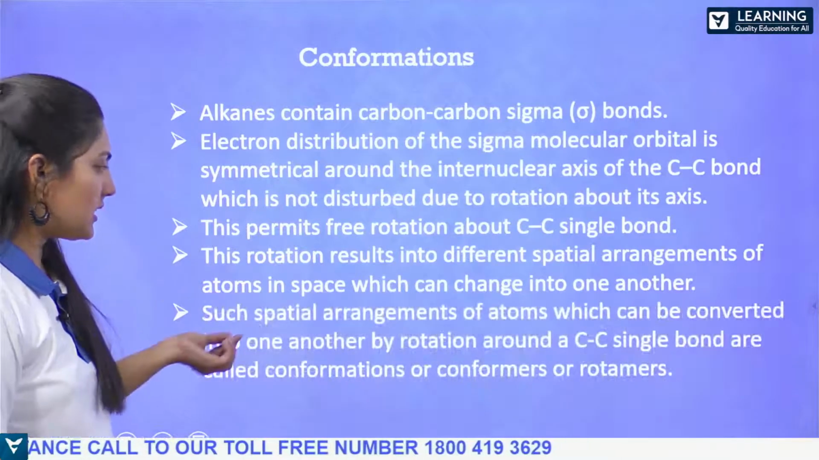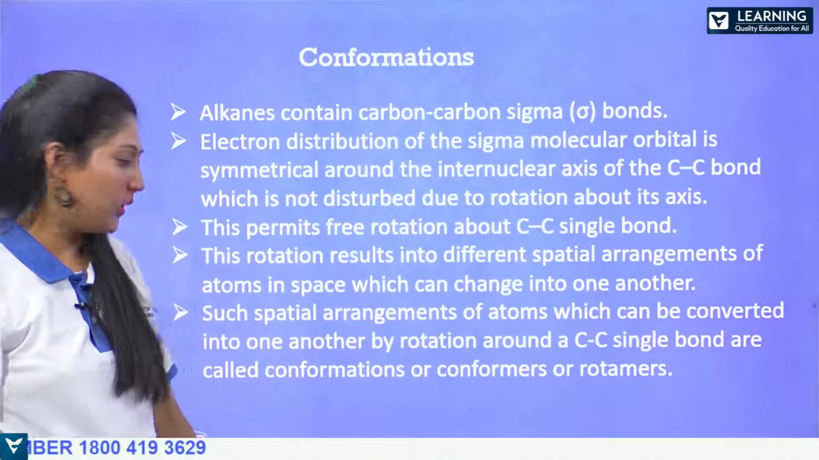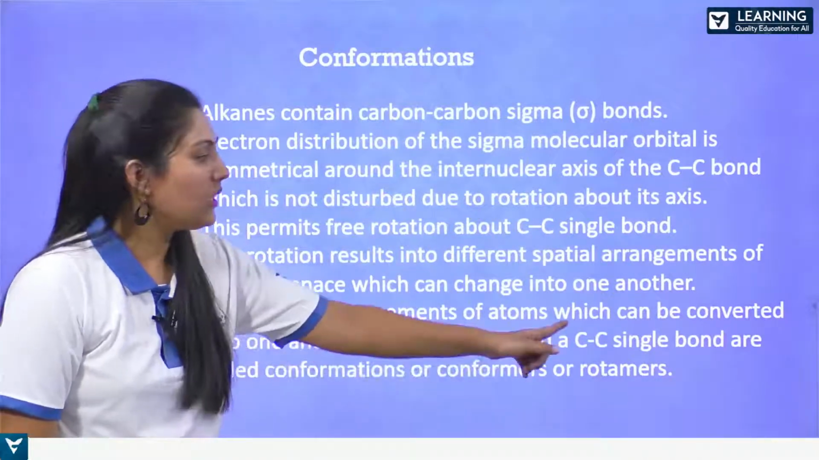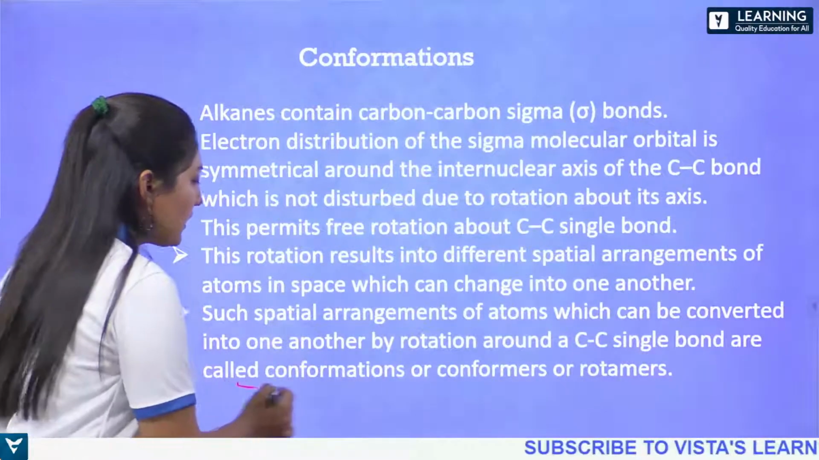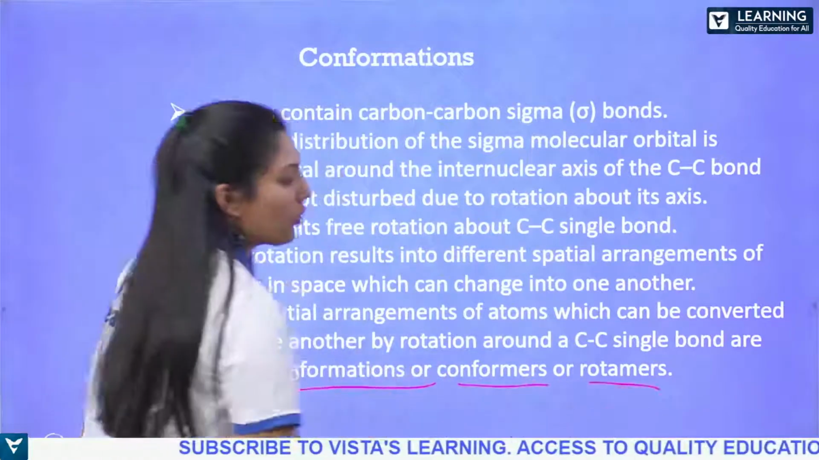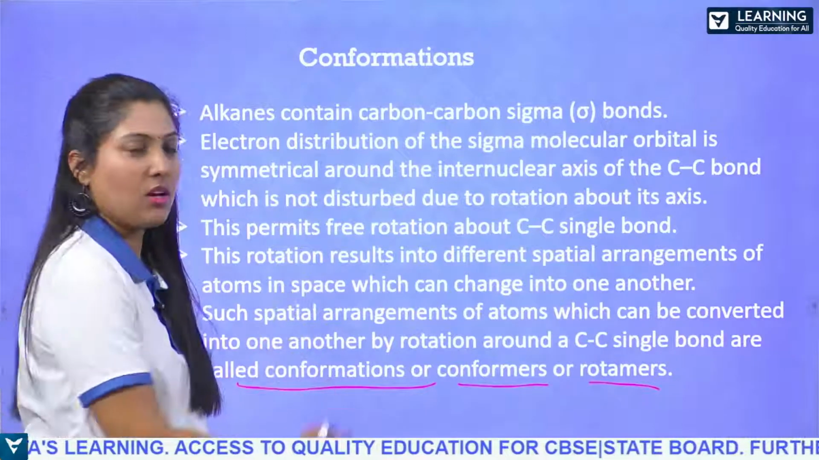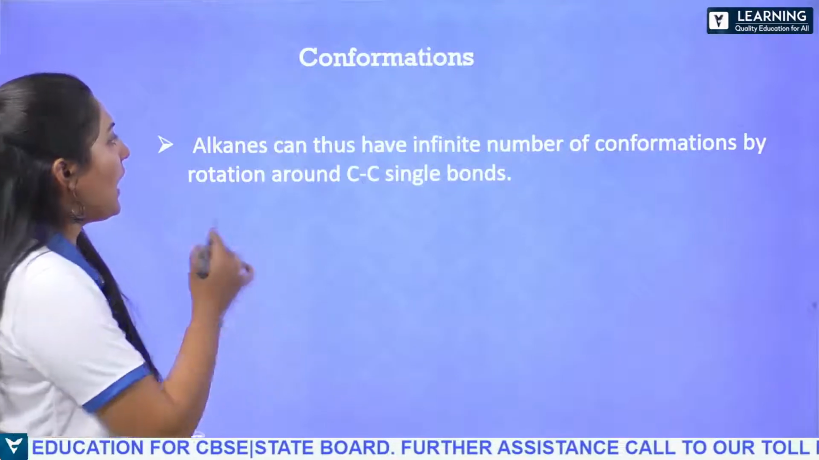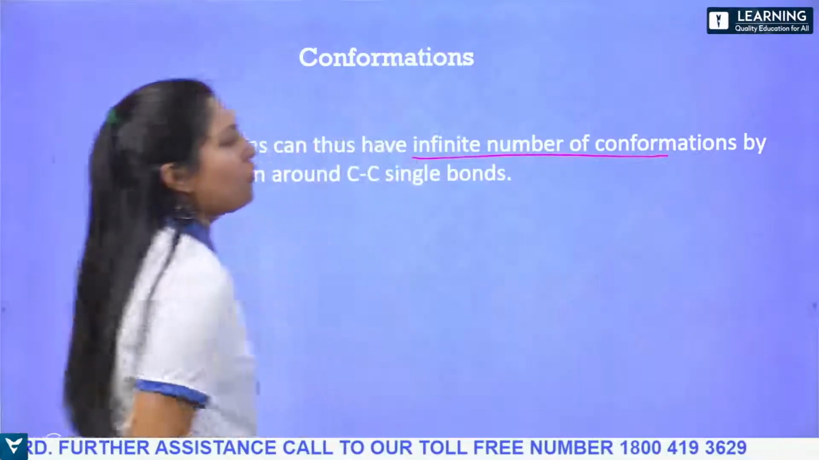Such spatial arrangements of atoms which can be converted into one another by rotation around the carbon-carbon sigma bond or single bond are called conformations, conformers or rotamers. What do we call them? Conformations, conformers or rotamers. So alkanes can thus have an infinite number of conformations.